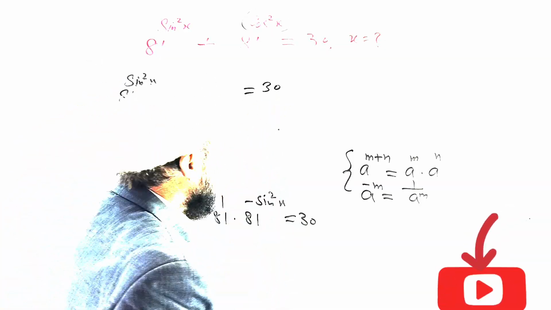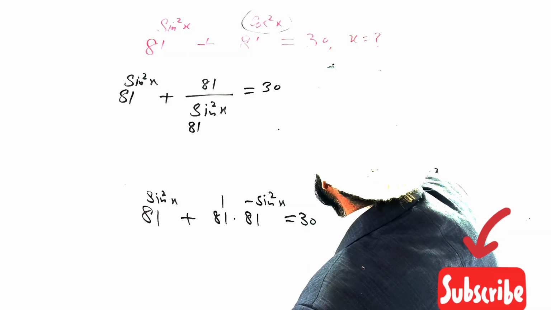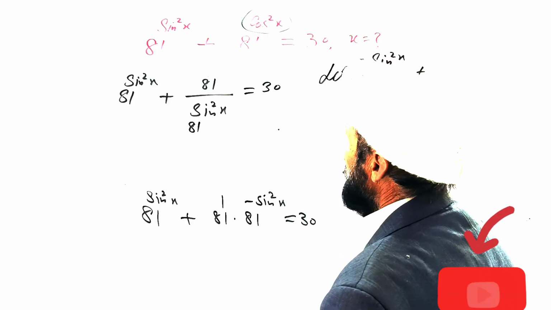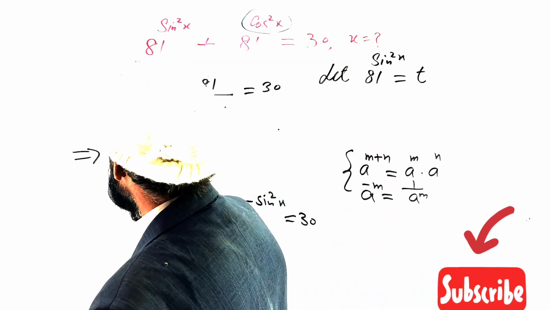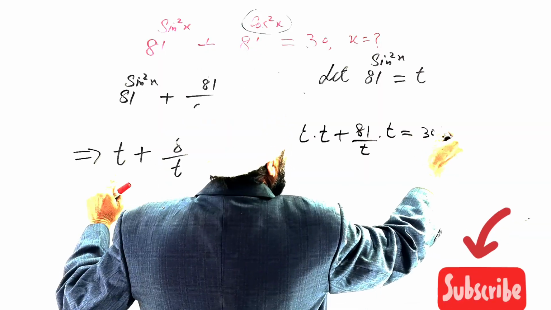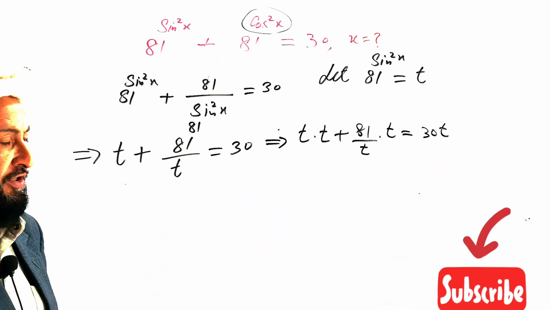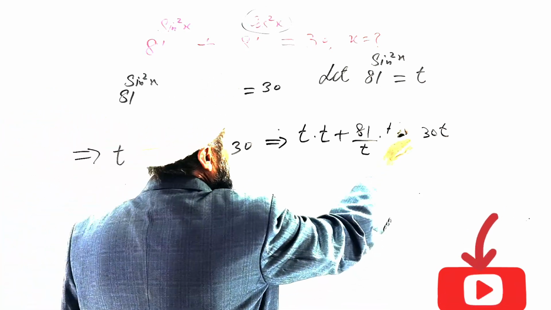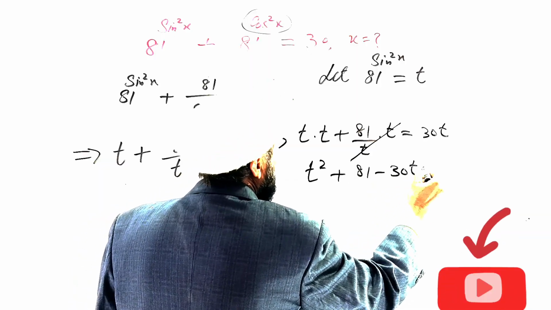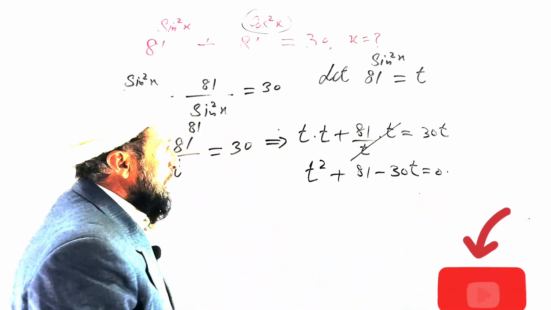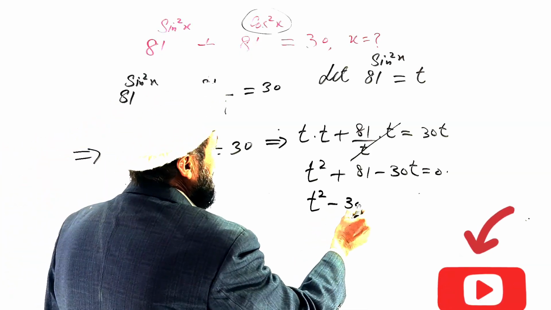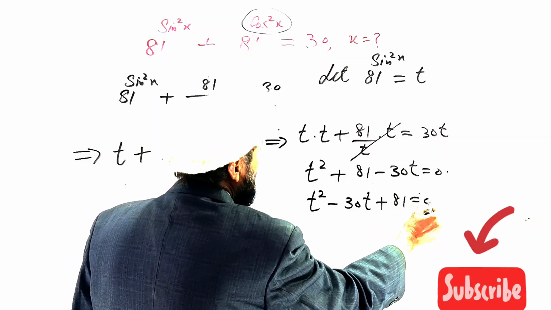Now we use the substitution method. Let's suppose that 81 to the power sin square x is equal to t. Now we replace this result: t plus 81 divided by t is equal to 30. Multiplying both sides by t, the denominator is cancelled. We get t square plus 81 minus 30t is equal to 0. Now we arrange it in quadratic equation form: t square minus 30t plus 81 is equal to 0.